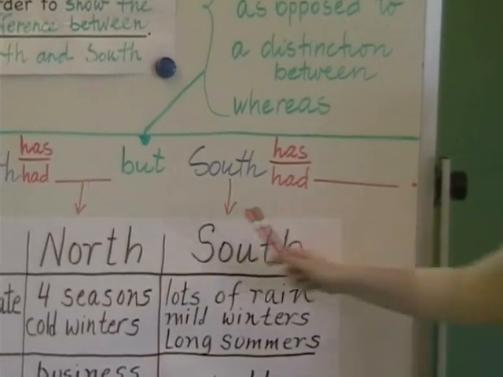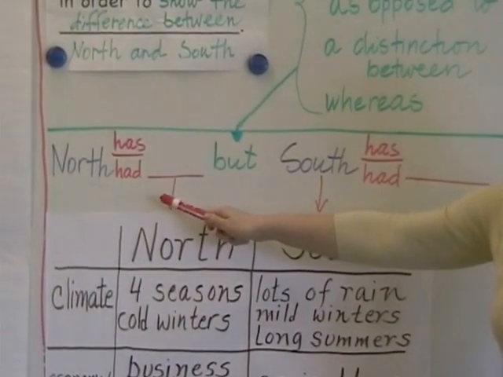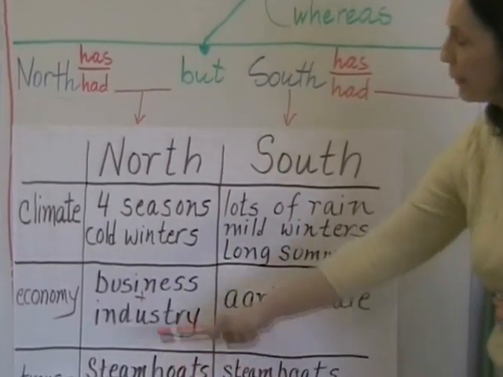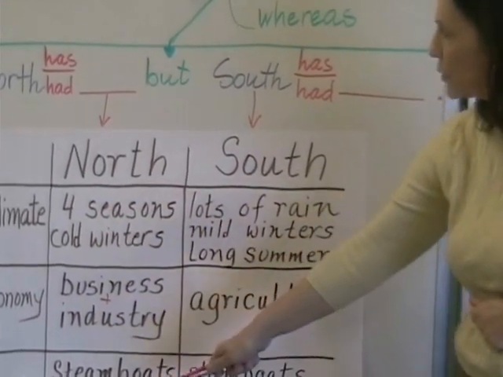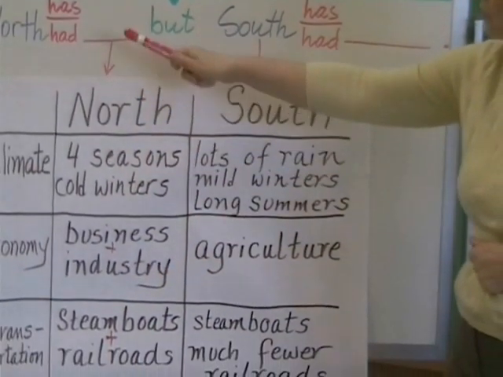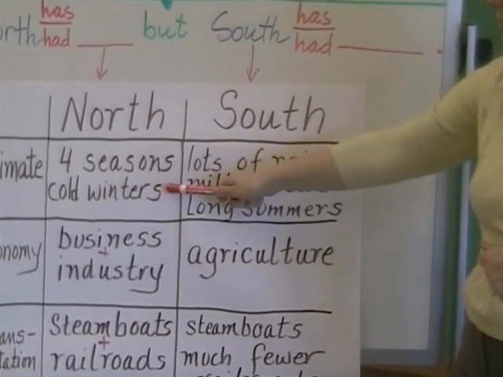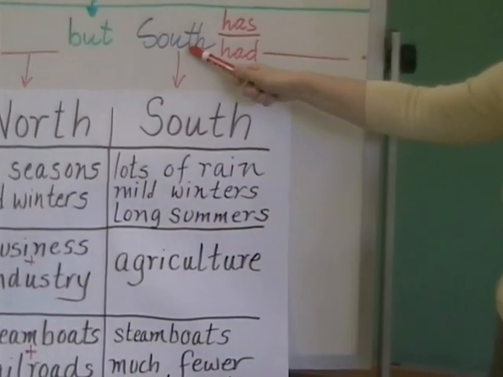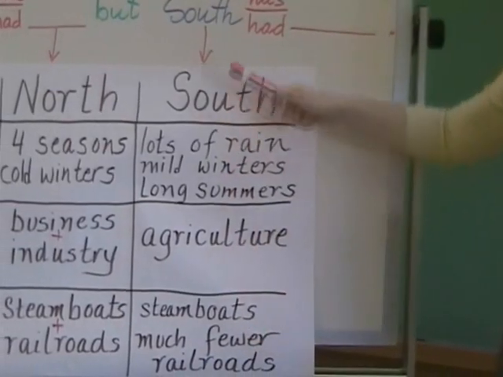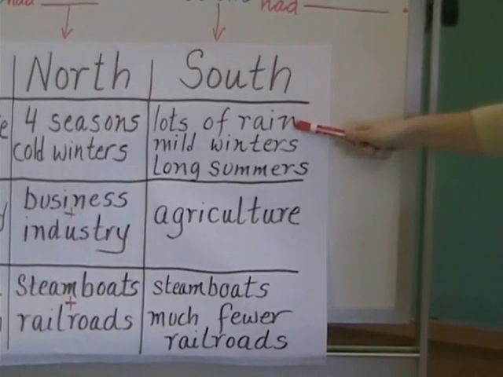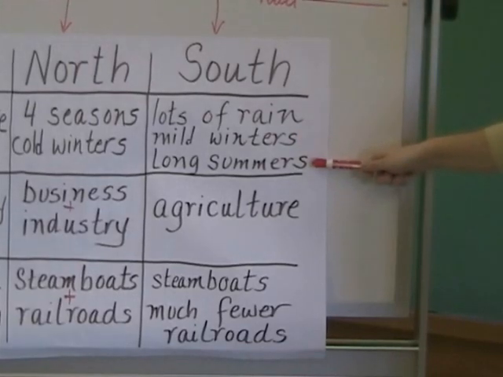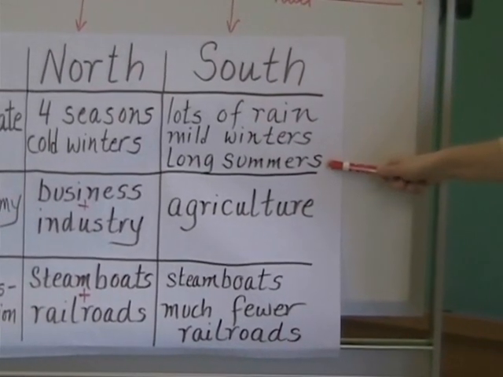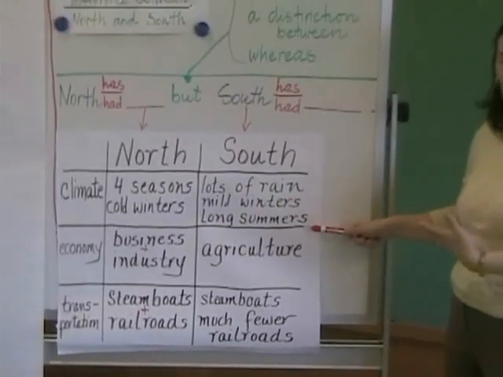The example is, north has, and then students pick and choose words from the north column comparing either climate or economy or transportation. For instance, north has 4 seasons, cold winters, but south, and here we pick and choose the words from the south column. South has lots of rain, mild winters, and long summers. They can do it with partners as well, or they can construct a sentence, write it down, and then turn and talk.